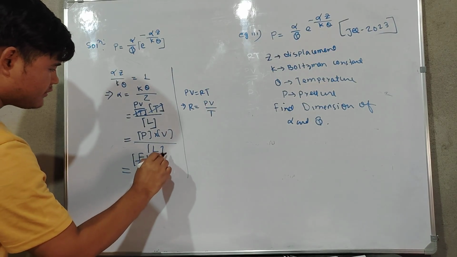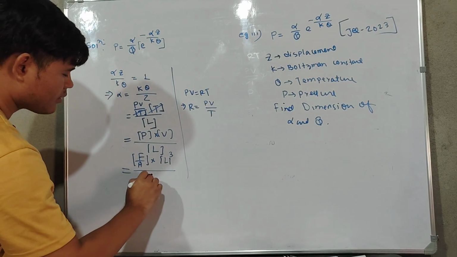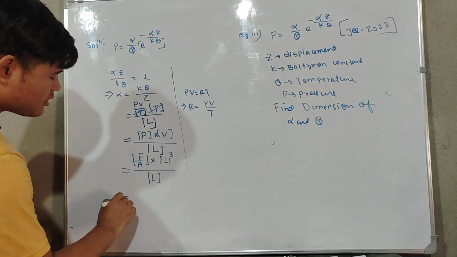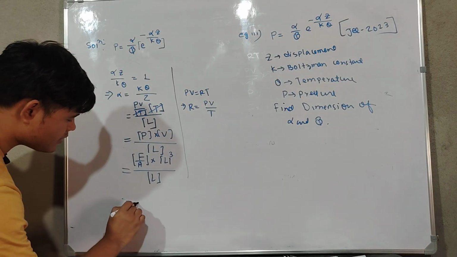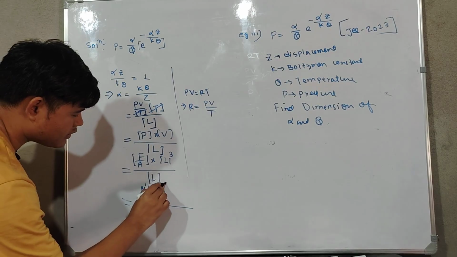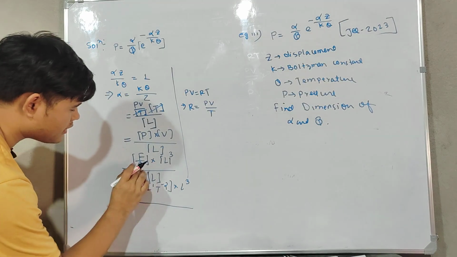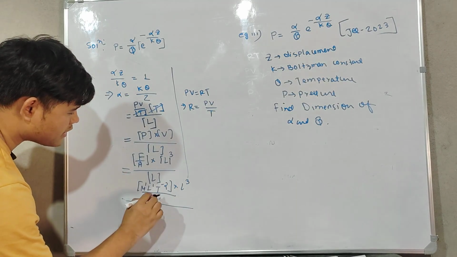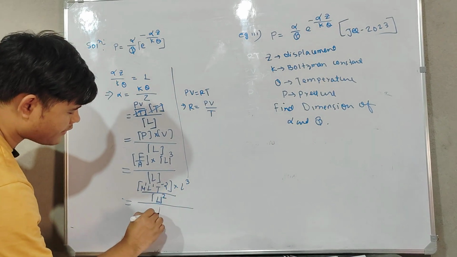V. Volume means length cube, L cubed. So next, force is M1 L1 T to the power minus 2, and then we have L cubed. Next, area is also length squared, right? So next we have L.